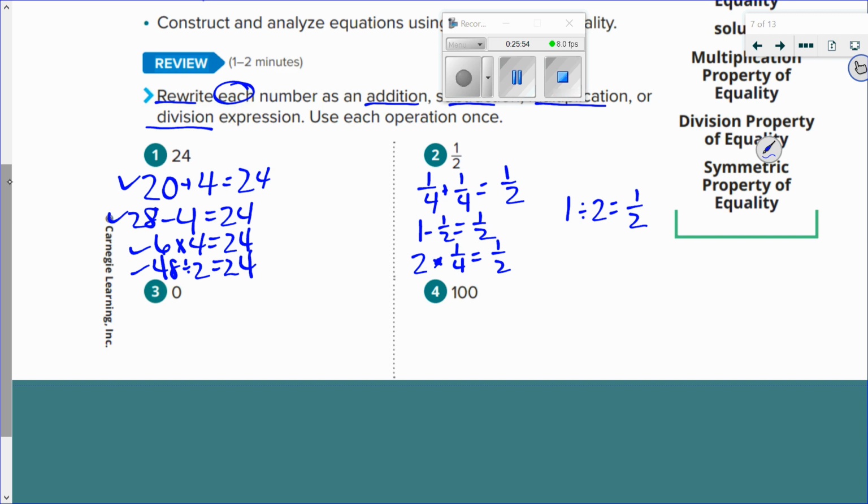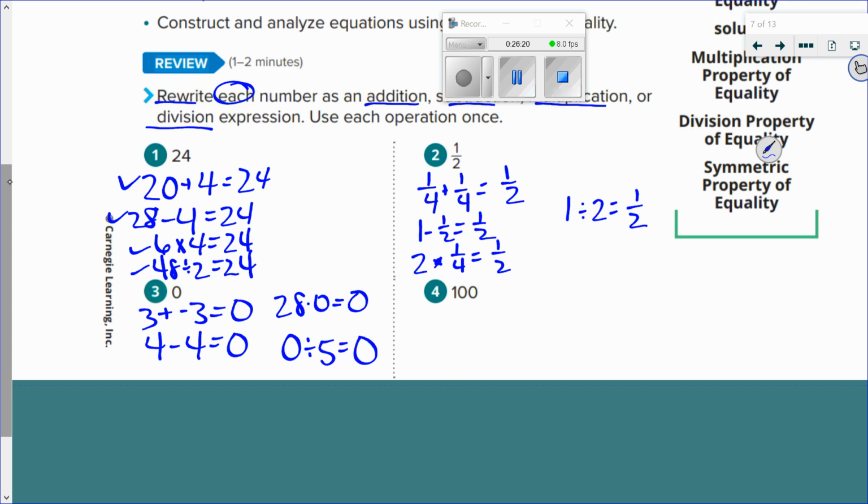0 is even easier. Actually, I have to add negatives. 3 plus -3 is 0. Or 0 plus 0. You can do that one. Or we could do 4 minus 4 is 0. I can do any number. 28 times 0 is 0. The key on division, my 0 has to come first. I can't have 0 second in division. So 0 divided by 5 is 0.